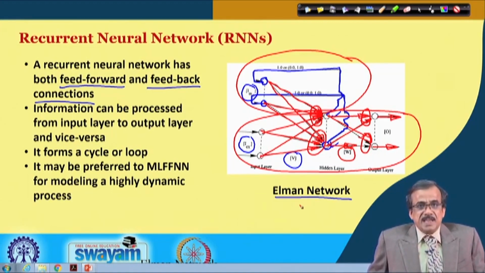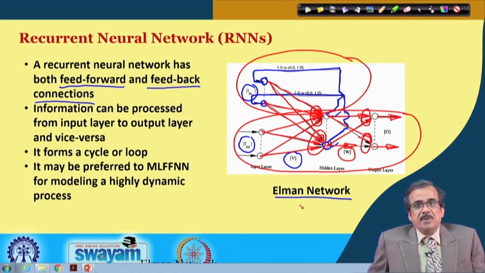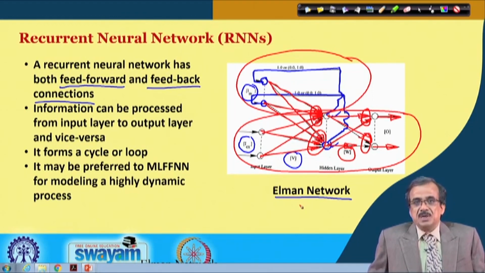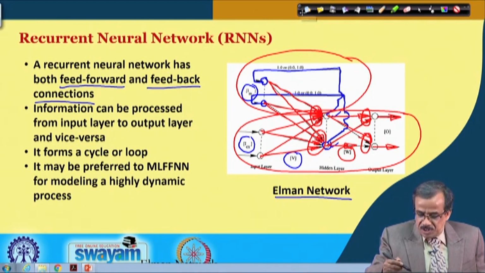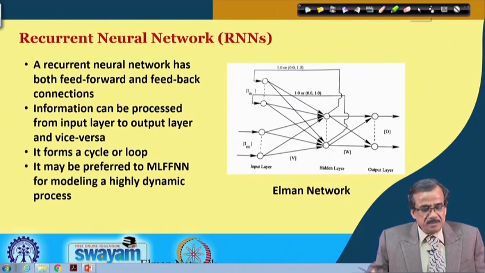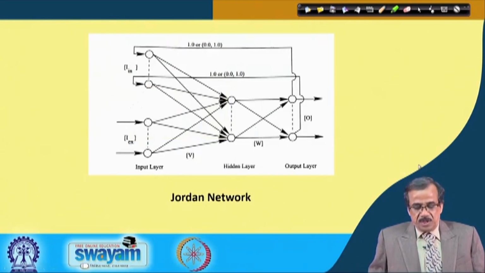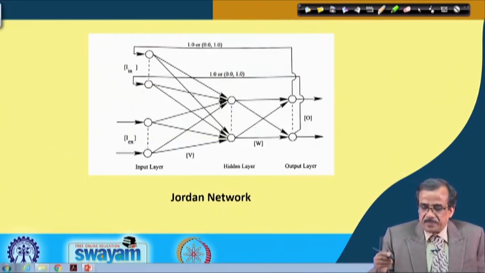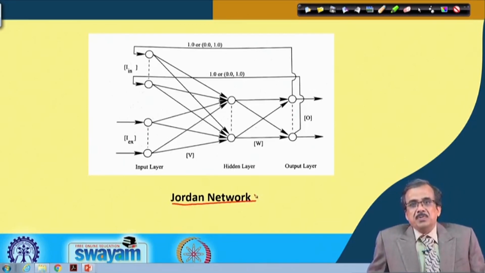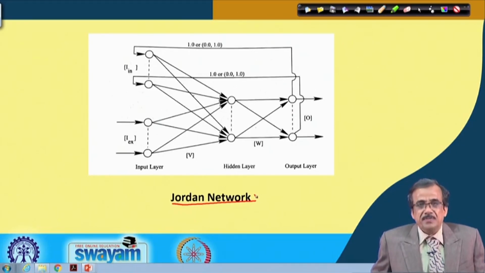As I have already mentioned several times, it will be preferred to the multi-layered feed forward network if we want to model a highly dynamic process. So, this is the working principle, and now I am going to the other recurrent network, called the Jordan network. In the Jordan network, we take the feedback from the output layer, but we do not take the feedback from the hidden layer.